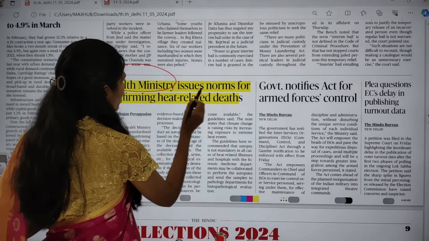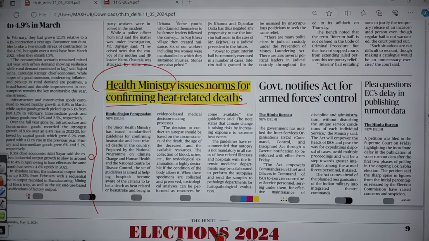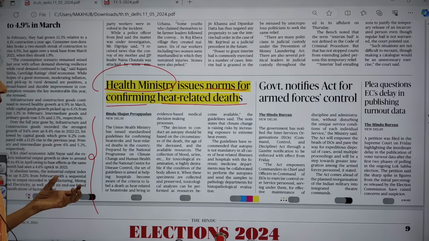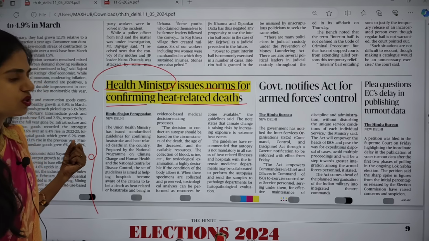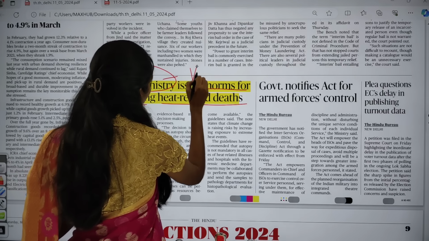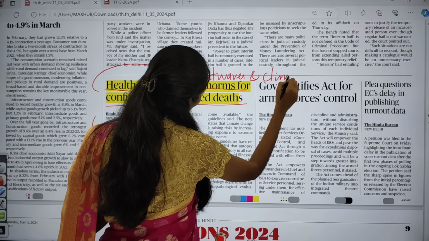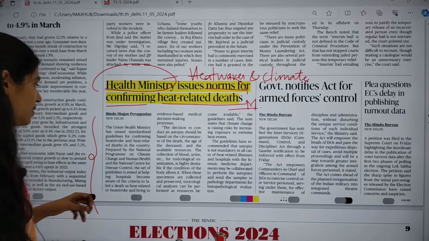Health Ministry issues norms for confirming heat related deaths. So what happened here is, yes, heat stroke and heat related deaths are increasing in our country because of increasing of temperature. So this is the thing which mainly said. So here because of this we need to follow some guidelines, we need to follow some norms. So those have been given here. Okay, that is the thing which mainly given. So here you can understand some facts regarding what is this heat waves and climate change, how they are related and what are the measures can be taken. Okay, that's it.